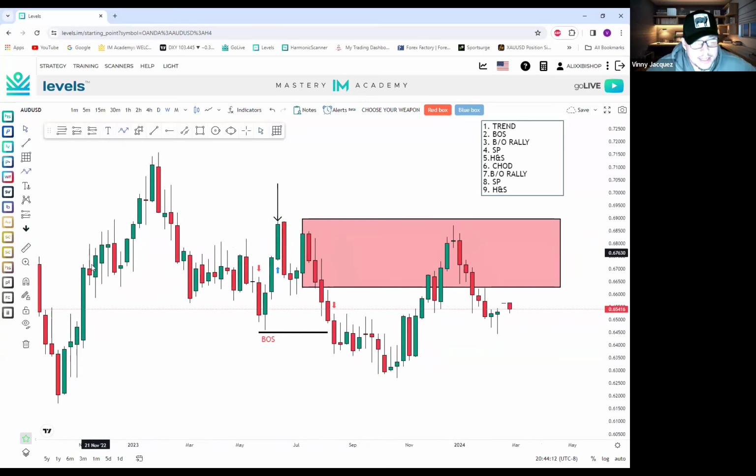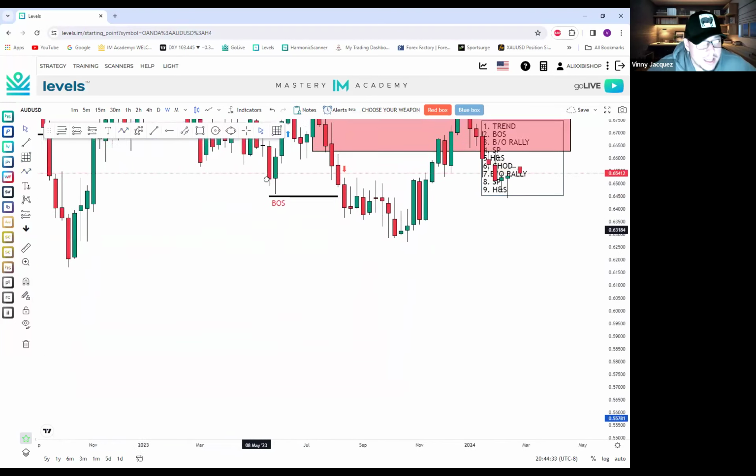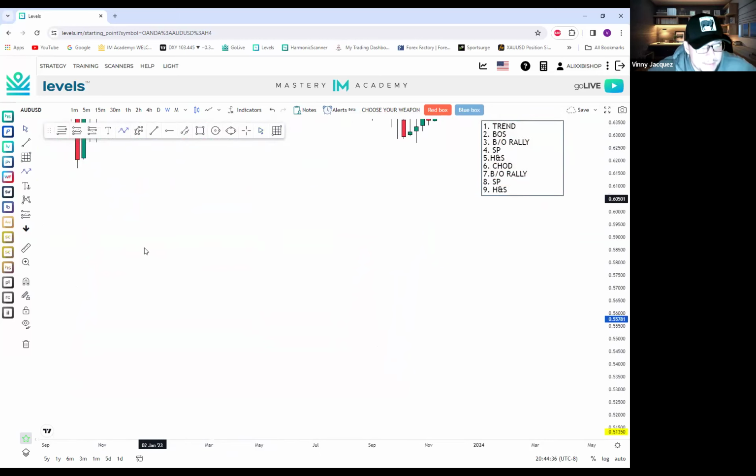Look at the structure, guys. Higher high, higher low, higher high. We changed character. We break and close below. This right here is our shoulder move. Now, this is a tip that I love. Every time we get a right shoulder, guys, it's the head to a brand new head and shoulder.